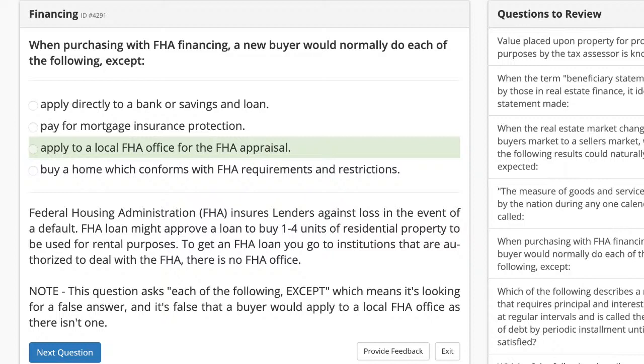Do you need a down payment for a VA loan? And the answer is no, you do not. Can you buy a commercial property with a VA loan? No, it's meant for your residence.